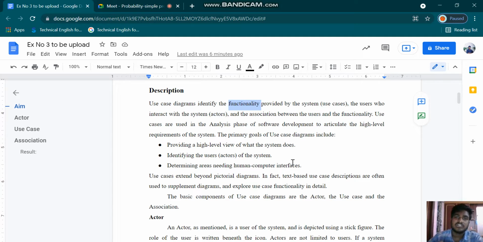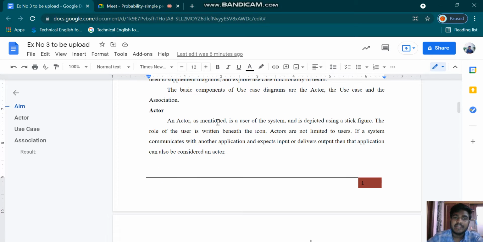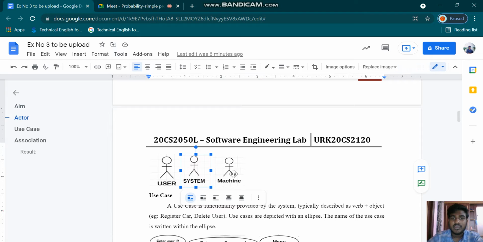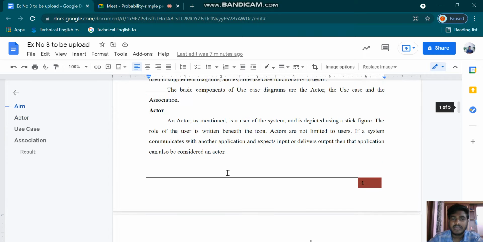So we can see what is use case, that is actor. Coming to actor, actor is mentioned as user of system. This is a very key part of the use case diagram, that is actor. This is a user of system. It's depicted using a stick figure like this. User, system, you can name anything, but it's the example stick diagram. This is the actor. It's the user of a system.